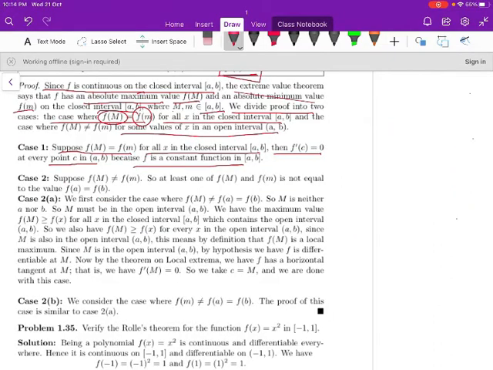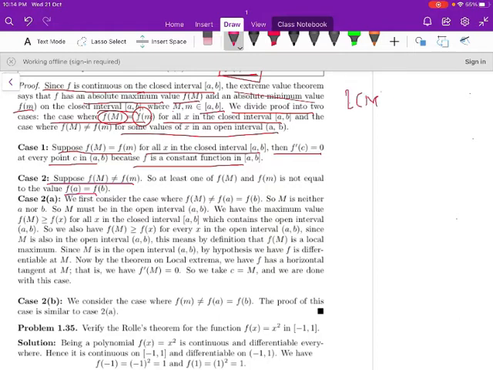Now we'll move to case 2. Suppose f of capital M is not equal to f of small m. So at least one of the values, the absolute maximum value or the absolute minimum value, is not equal to f of a, which is equal to f of b. Let us take the first case now.